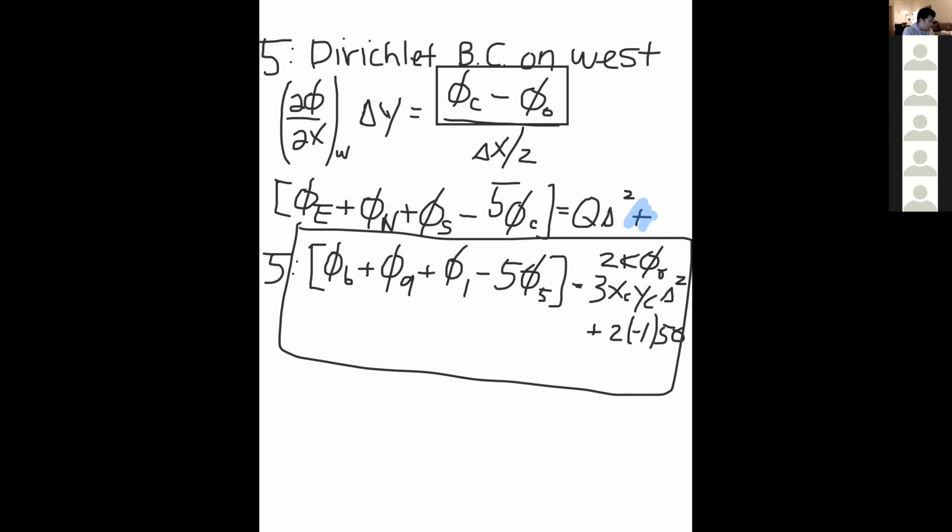Okay. So you can see we're progressing in the same way as before, where we're basically going to get an equation for every cell in our grid. Okay. All right. Any questions on the Dirichlet condition?